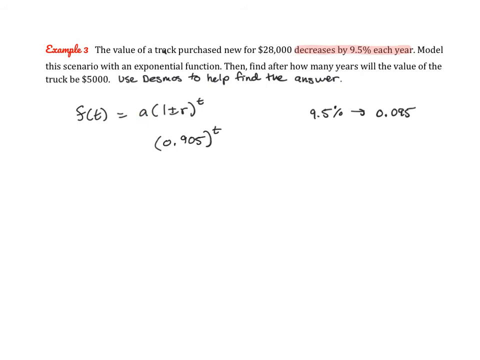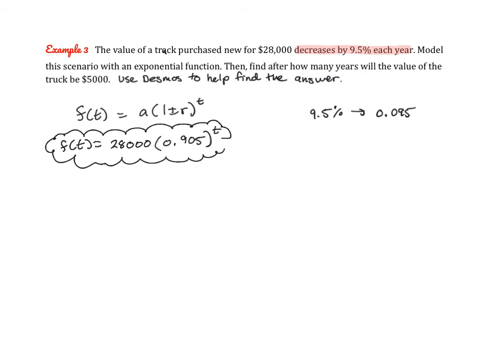Remember that the a value is always going to be the initial value of our investment or purchase. So that a value is 28,000. And here is our model. Just so we can interpret again what this model is telling us, the output is the worth of the car, or the value of the truck, given time in years gone by.